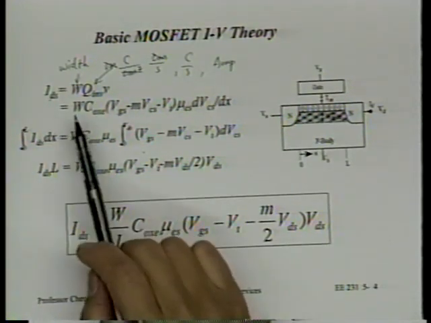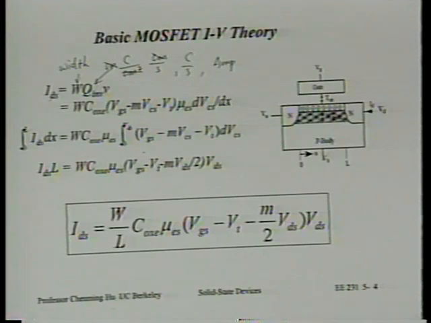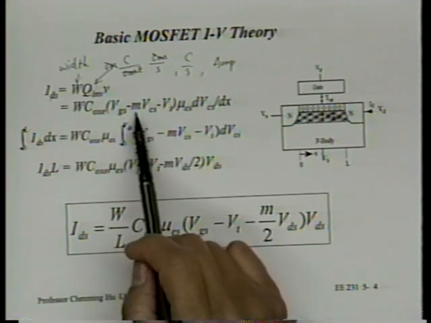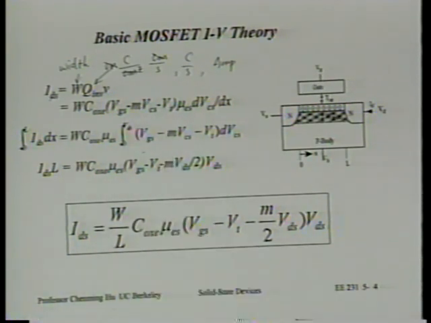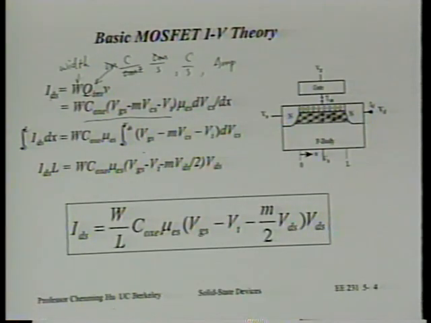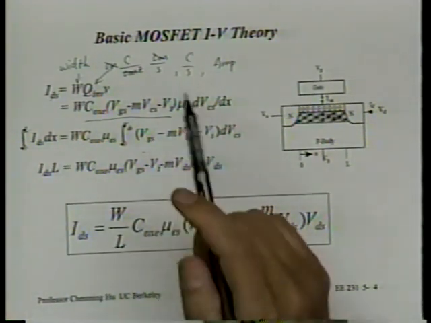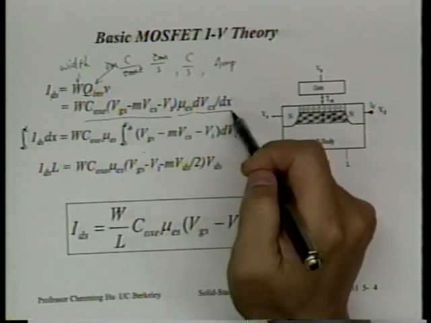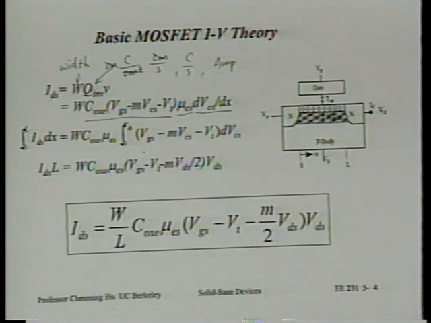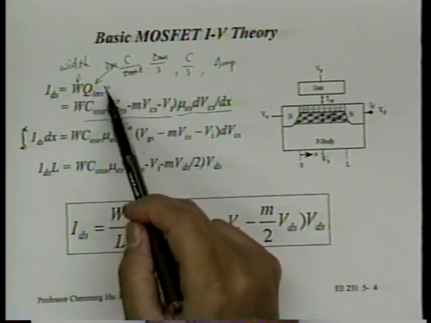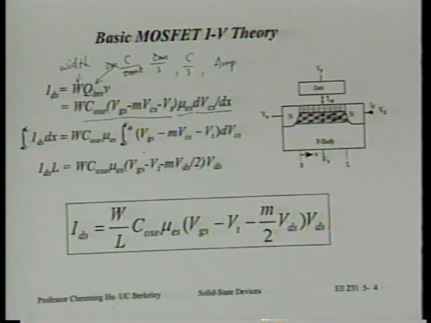So current is equal to W times Q inversion times velocity. What's Q inversion? It's equal to C oxide times VGS minus mVCS minus VT. That's the Q inversion from the previous slide. Now, what's the velocity? Velocity is equal to mu times electric field, dVCS/dx. That's electric field. What about the sign? What happened to the minus sign of the Q inversion? It will cancel the minus sign in the velocity also.